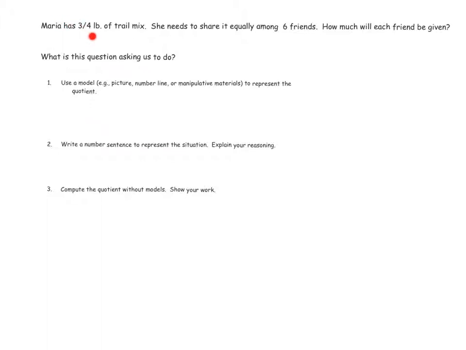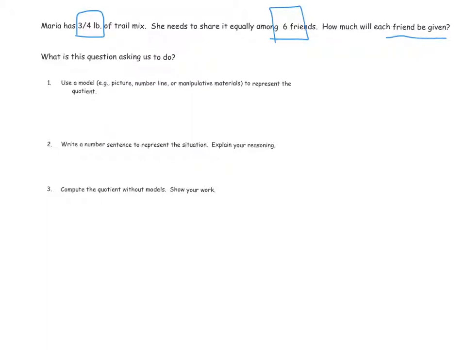Maria has 3/4 of a pound of trail mix. She needs to share it equally among 6 friends. How much will each friend be given? So we know we have 3/4 of a pound, and she wants to share it equally among 6 of her friends. And then how much will each be given?